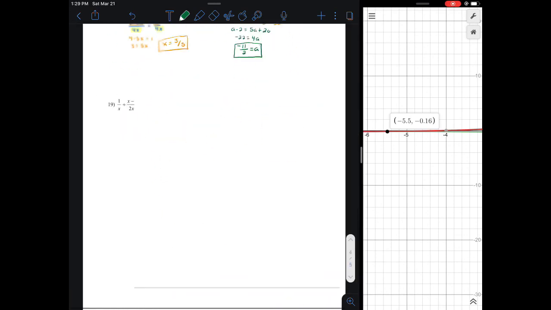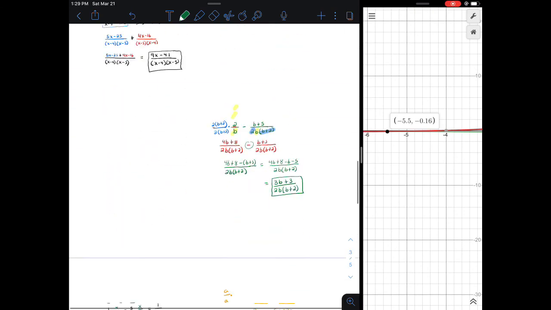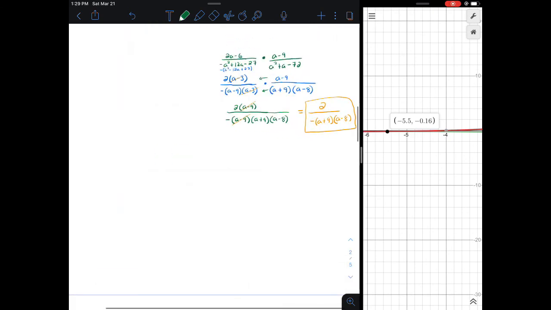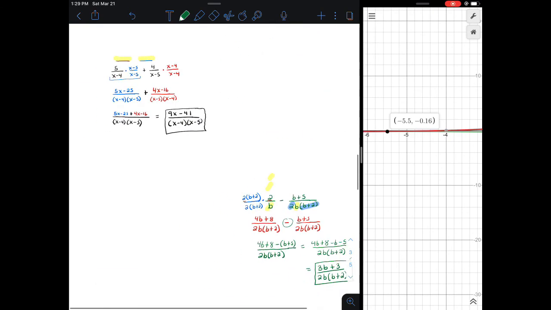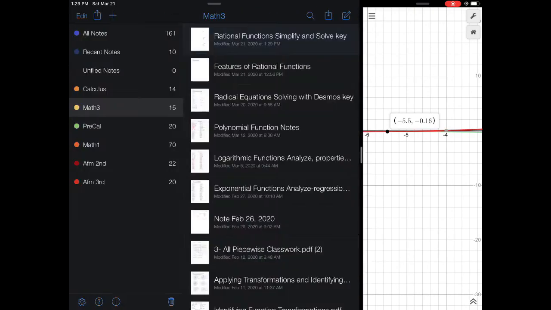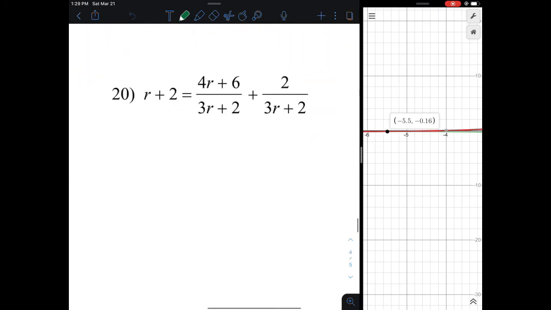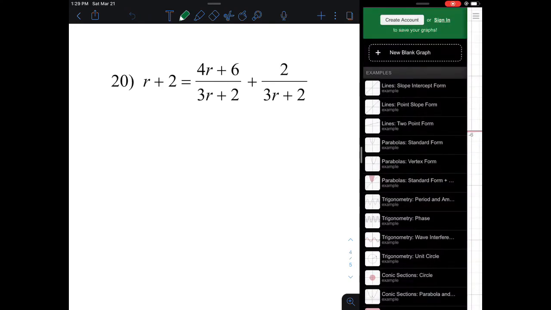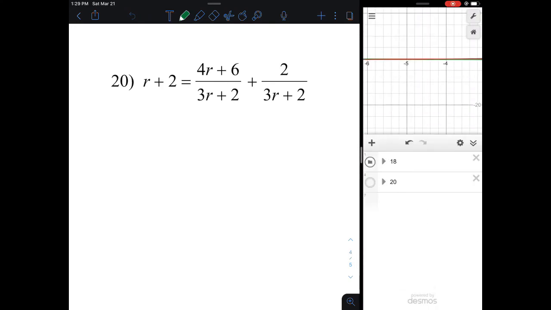All right, let's look at one more problem. Number 20. So let's try to solve number 20 by graphing and see if we get an answer. All right, so we get number 18 off the screen, and we're going to type in y equals the left-hand side and y equals the right-hand side just to see what happens.